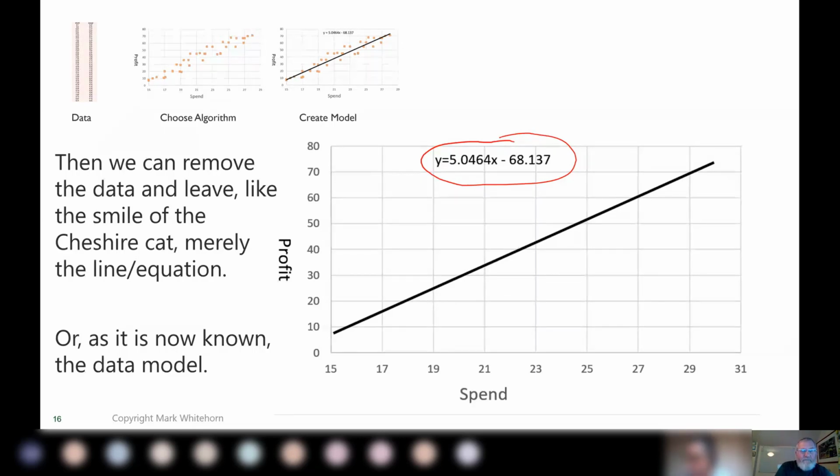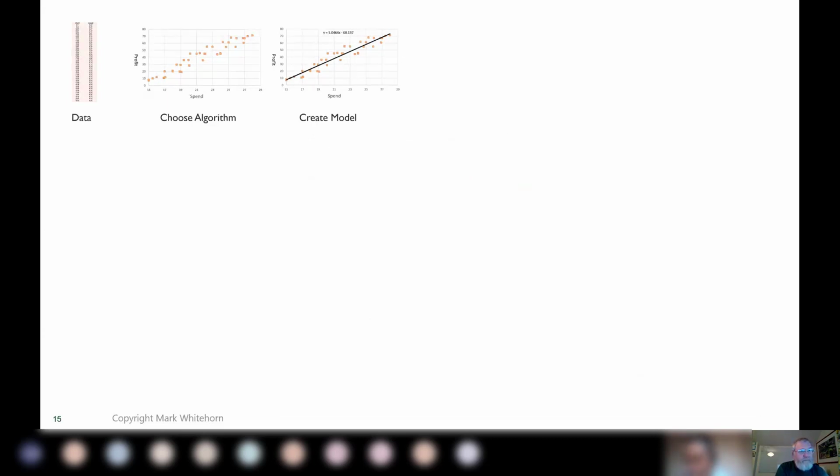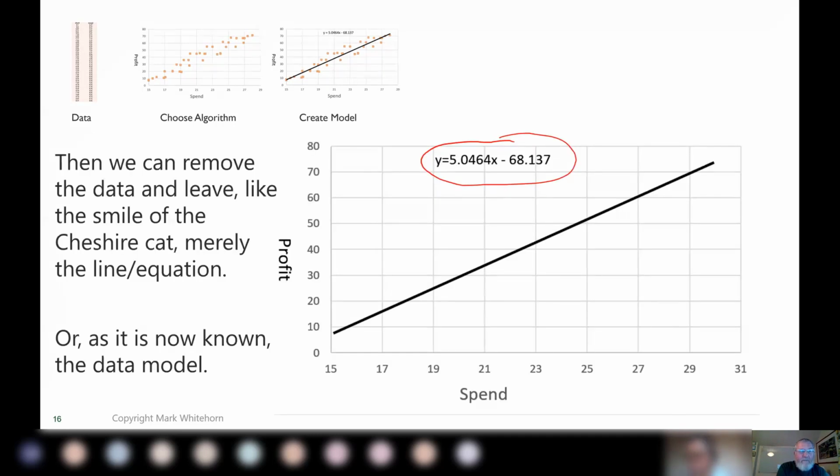Solve the problem. Quick recap. Oh, we wanted a quick recap roundabout here anyway. We're doing machine learning. We've got some data. We choose a machine learning algorithm. We use that to create a model. And at that point, you can then actually remove the data. Now, I don't mean you delete the data.